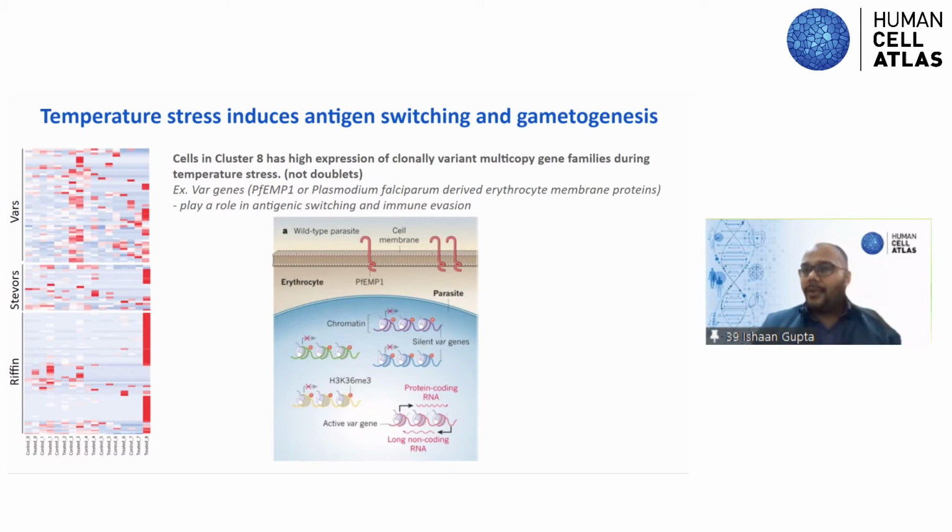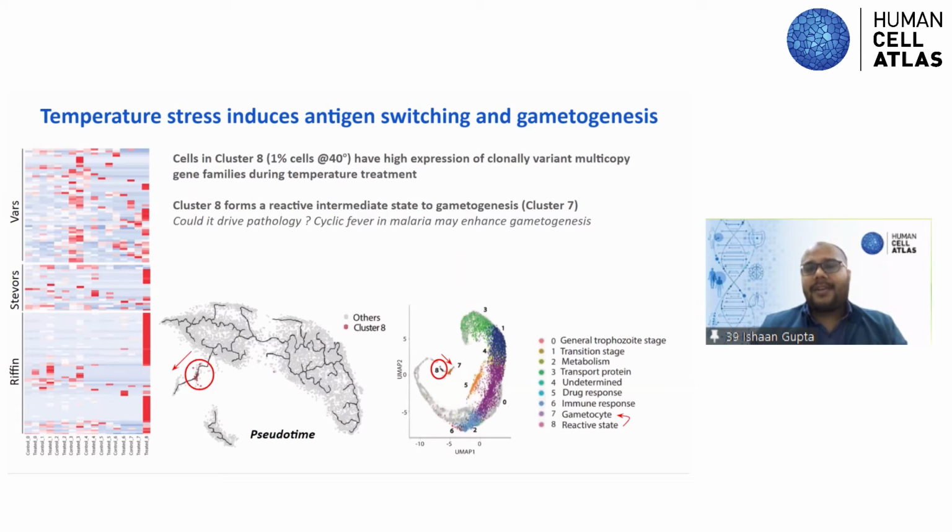But what are they actually doing in the developmental time course? To understand that, we did a pseudo-time analysis. And we found that cluster 8 actually forms an intermediate state between the mass of the cells and a small cluster, which is cluster 7, that represents cells that are undergoing gametocytogenesis, which is required for the next cycle of infection for the next host to happen.